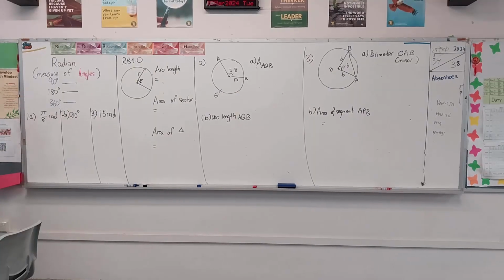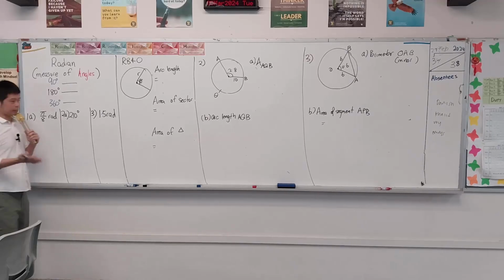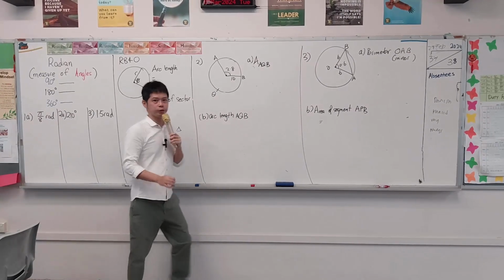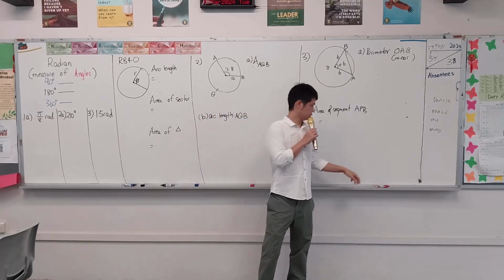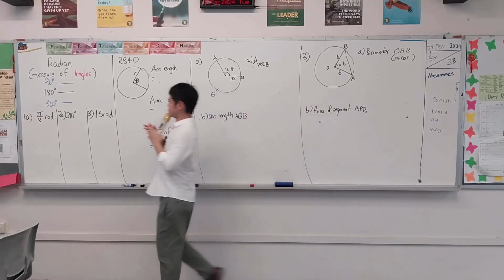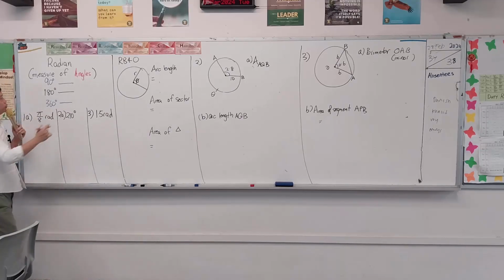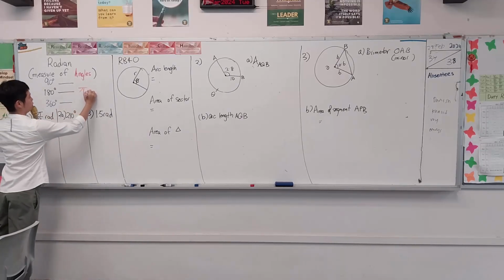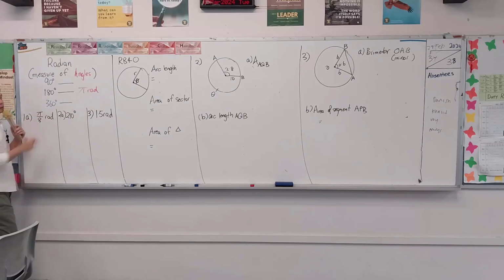Okay, today we are going to learn about radian, the measure of angles. Just like degree, now we have another form of measurement. We call it radian. So just as important as money exchange, you need to know the conversion rate. 180 degree, the conversion rate will be pi radian. Okay, please take note of this.